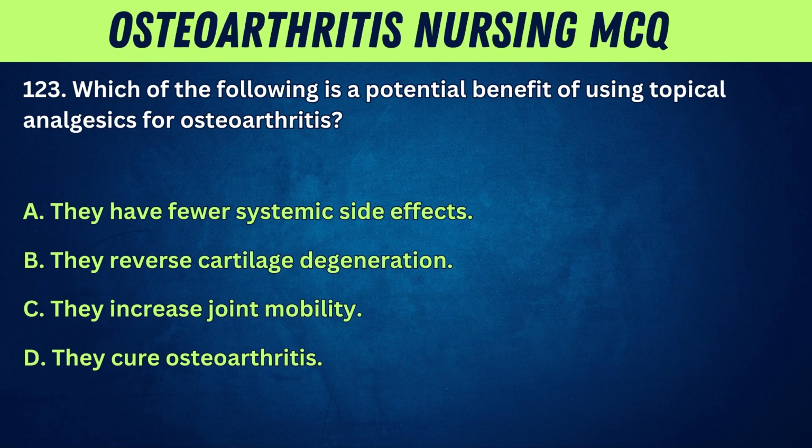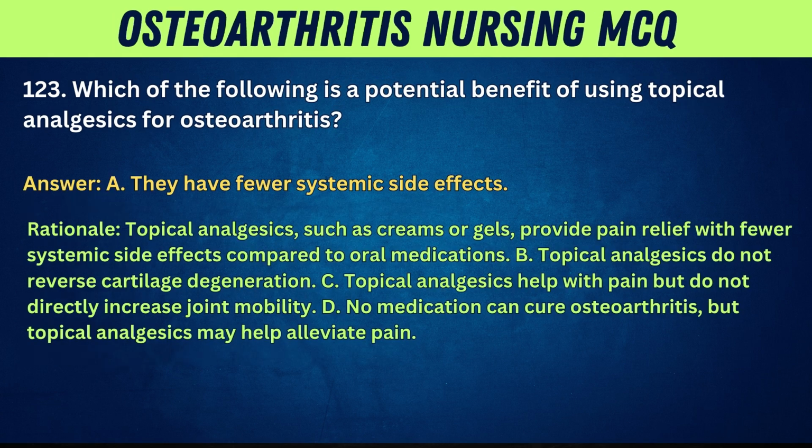123. Which of the following is a potential benefit of using topical analgesics for osteoarthritis? A. They have fewer systemic side effects. B. They reverse cartilage degeneration. C. They increase joint mobility. D. They cure osteoarthritis. Answer: A. They have fewer systemic side effects. Rationale: Topical analgesics, such as creams or gels, provide pain relief with fewer systemic side effects compared to oral medications.